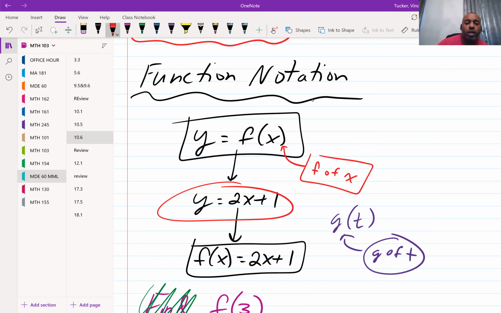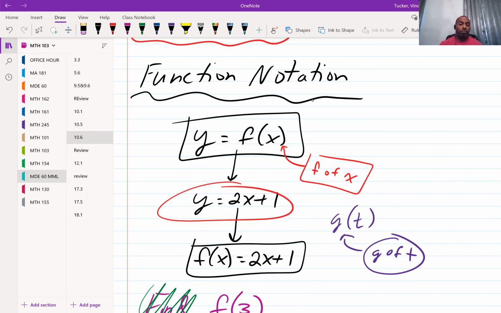So if I have the equation y equal to 2x plus 1, and I want to write that in function notation, I replace y with f of x. And so this right here is considered being in function notation. From this point forward, they will expect you to remember this relationship. F of x and y are interchangeable.